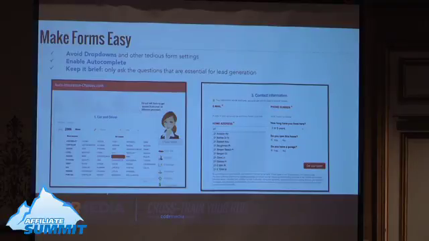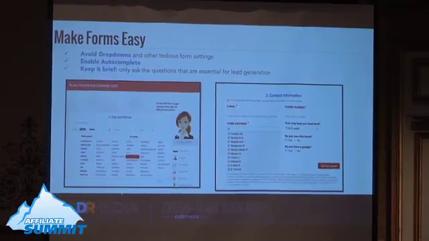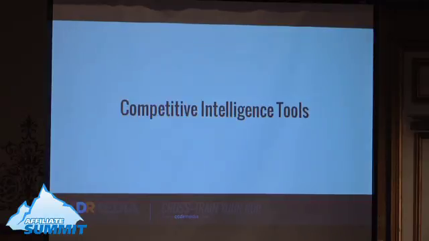And if you can do autocomplete, there are services out there that'll help you with that. In this case, you literally type in the first number of the address, and it immediately populates a drop-down with addresses from that zip code that we populated on the first page. That certainly has helped us a lot because it decreases the time that the user is on the page, and that's important. And keep it brief. Only ask the questions that are really essential for the lead gen.